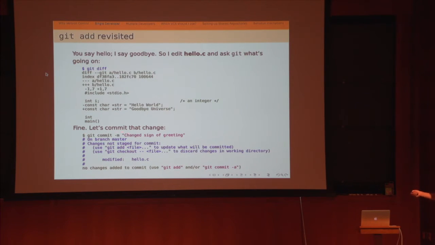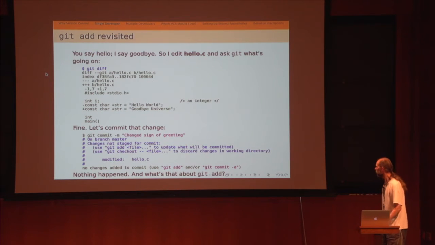So I commit that. I say git commit -m. M, for some reason, which must go back into the mist of time, I don't know, is how you introduce a string. So I'm going to change the sign of the greeting. And I type that, and it says, no changes added to commit. Use git add and/or git commit -a. Well, that's irritating, because I told it to do something and it didn't do it. Don't like computers that don't do what they're told.